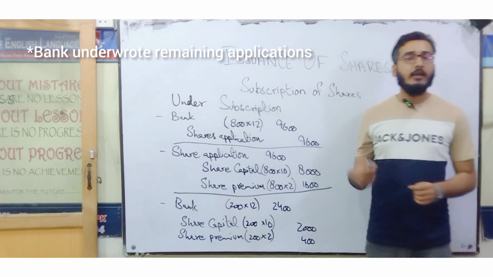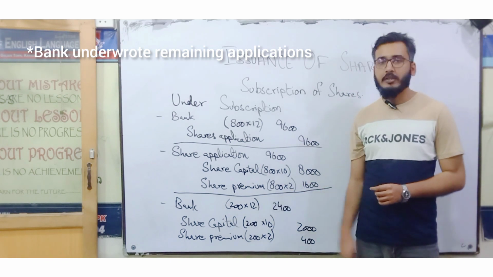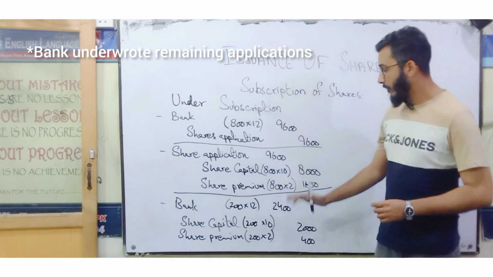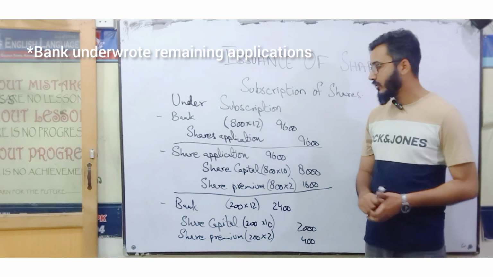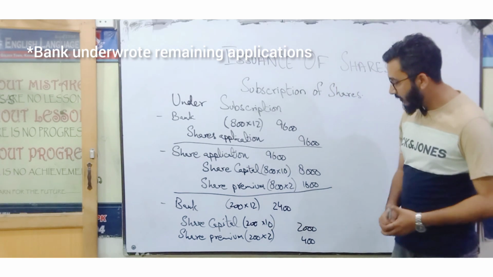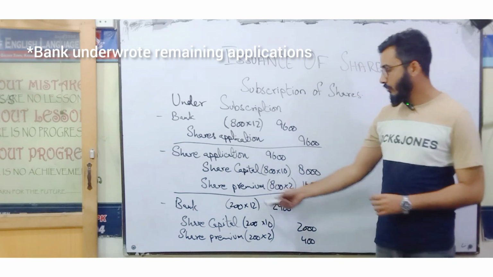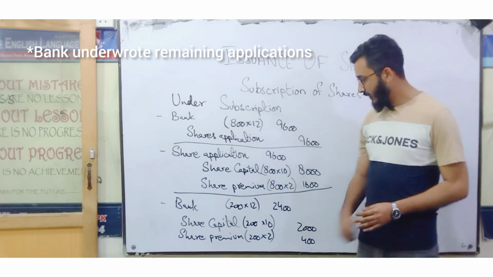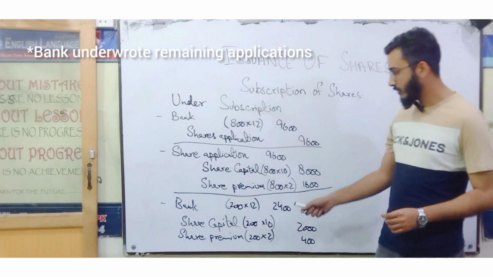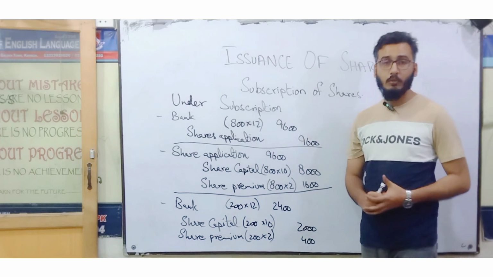So the company's bank account shall be increased and bank shall be debited. Then the bank has become the shareholder, so we shall credit the share capital and the share premium as well. So 200 into 12, 2400, and 200 into 10, 2000, and share premium by 200 into 2, 400.